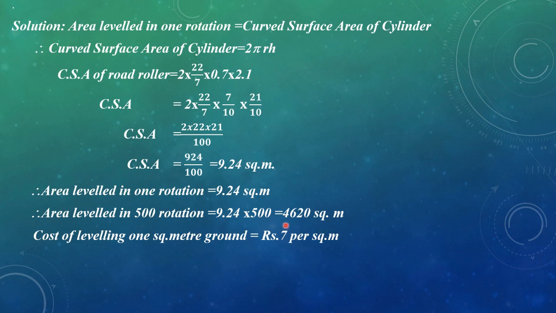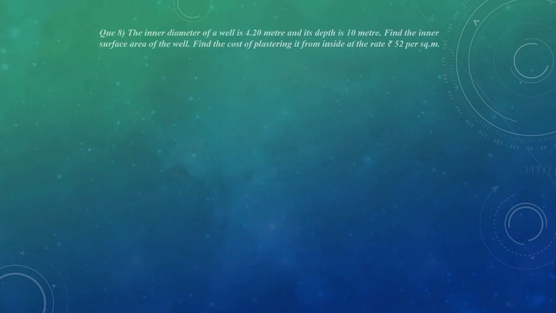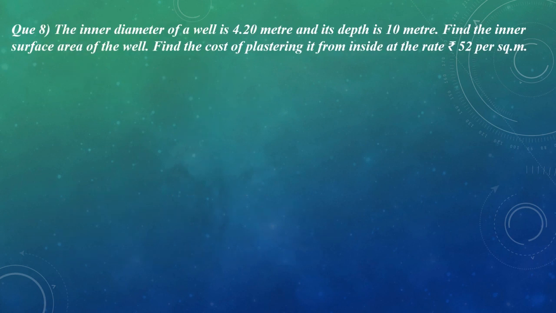Now we have to find the cost of leveling. 1 square meter is given as rupees 7 per square meter. Therefore, cost of leveling the full ground is equal to rupees 33,240. Now we will be doing question number 8.